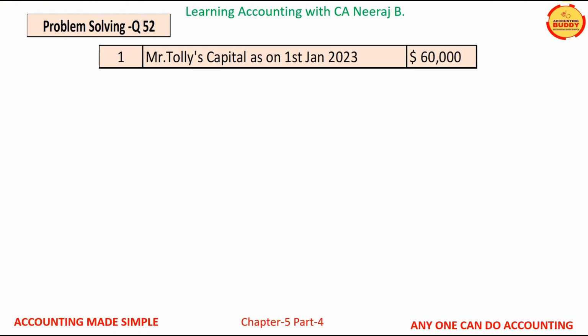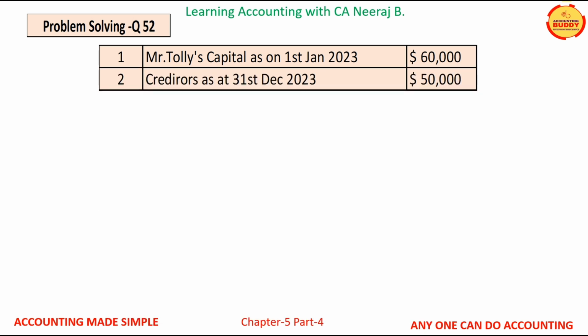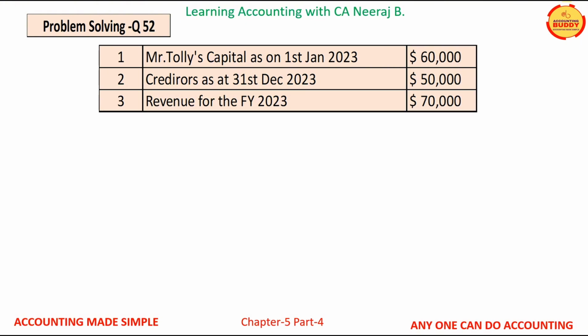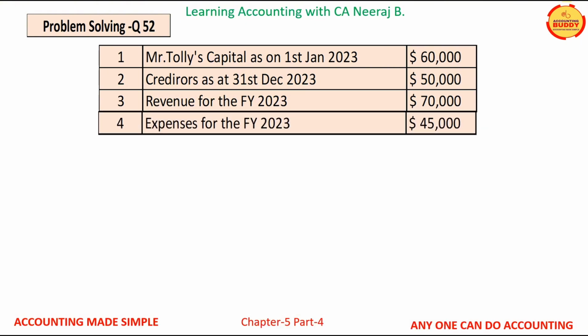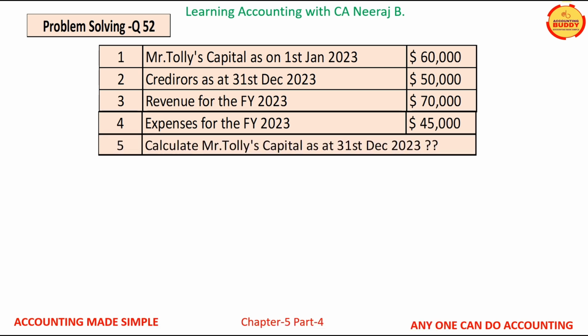Mr. Toley's capital as on 1st January 23 is $60,000. Creditors as at 31st December 23 are $50,000. The revenue for the financial year 23 is $70,000. The expenses for the financial year 23 are $45,000. We need to calculate Mr. Toley's capital as at 31st December 2023.